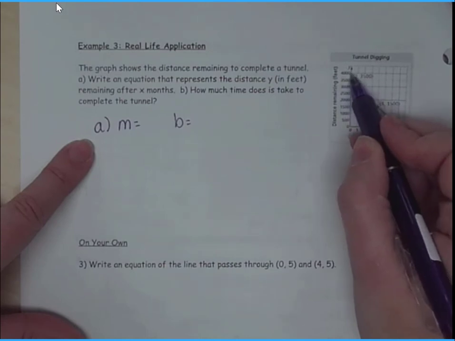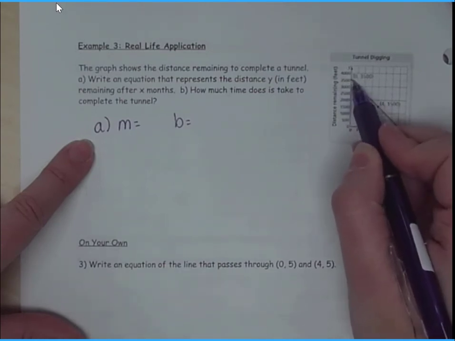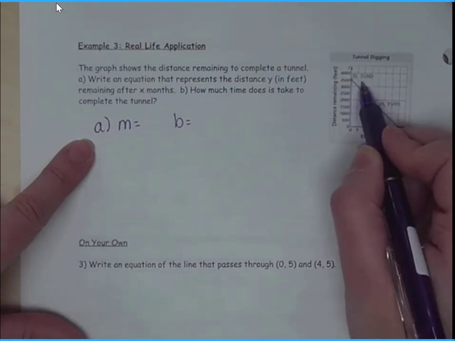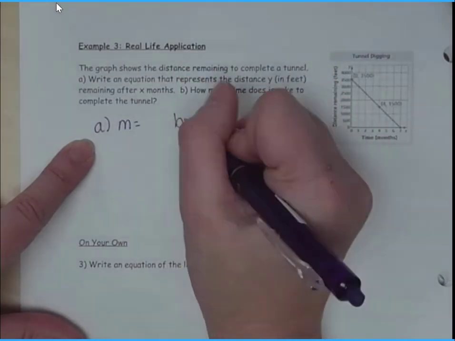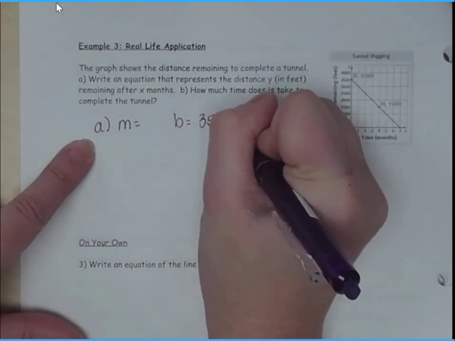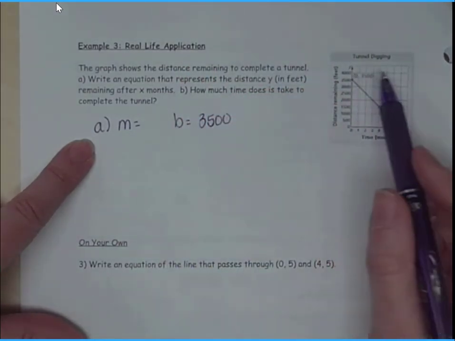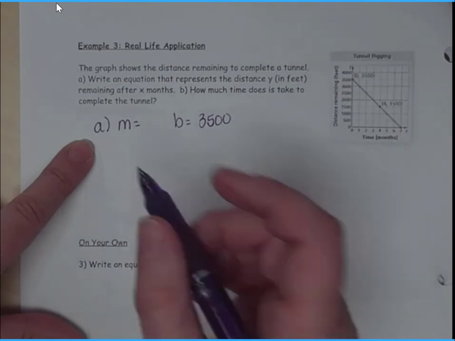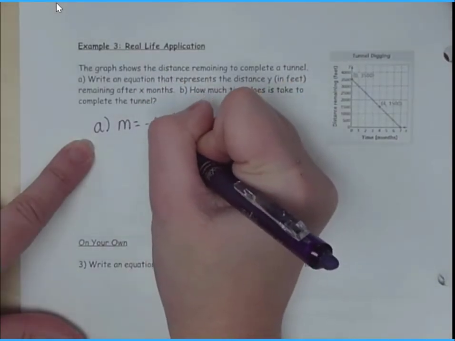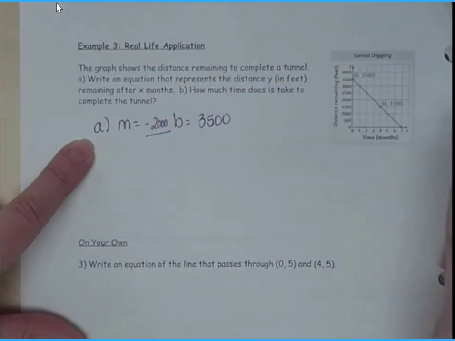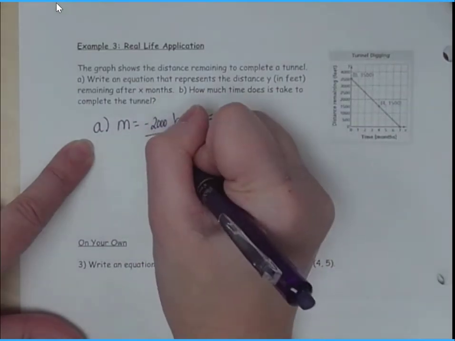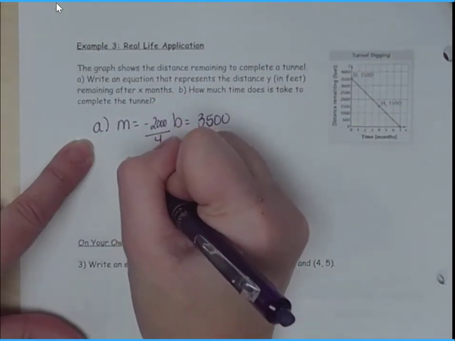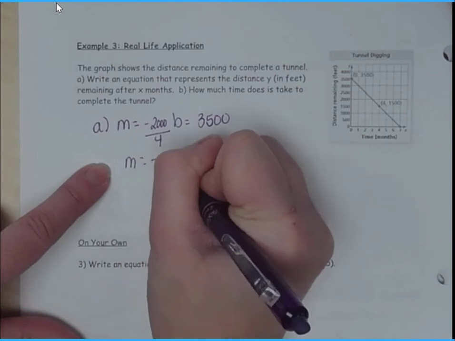So if I look right here, what's nice is my graph is labeled at 0, 3,500. So b is 3,500. Now my slope is negative. I'm going down, let's see, the difference between 3,500 and 1,500. That's 2,000 over 4. So that means m is negative 500.